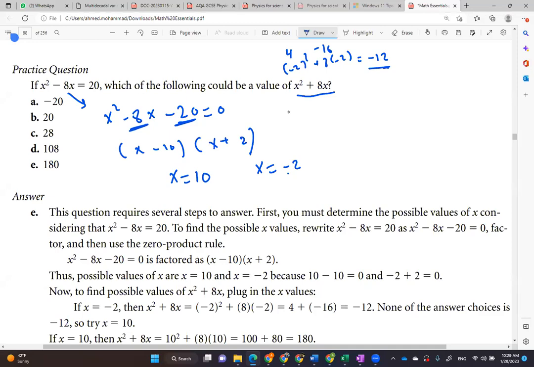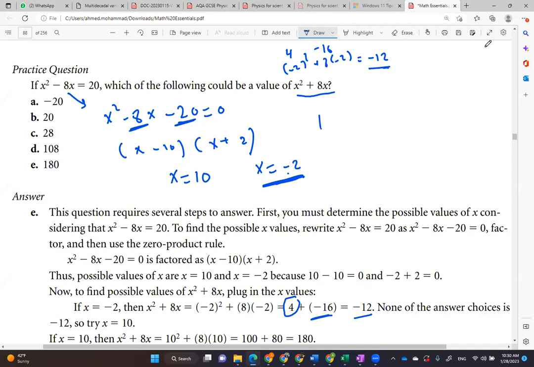Can you mute yourself, please? I don't understand it. It's not 4 plus 16, it's 4 minus 16. You have negative 2 squared is 4, right? And 8 multiplied by negative 2 is negative 16. So 4 plus negative 16 is negative 12. We don't have negative 12 over here, so negative 2 doesn't help us. We're going to choose another solution.